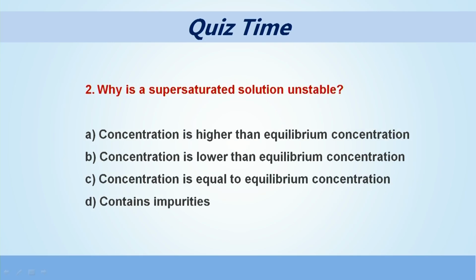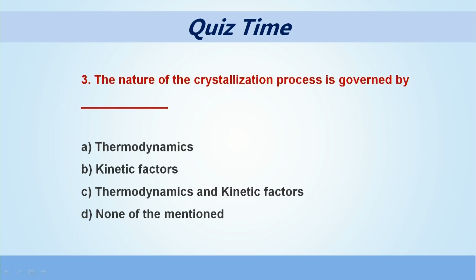Question number 2, why is a supersaturated solution unstable? Option A, concentration is higher than equilibrium concentration. Option B, concentration is lower than equilibrium concentration. Option C, concentration is equal to equilibrium concentration, and option D, contains impurities. Question number 3, the nature of the crystallization process is governed by: thermodynamics, kinetic factors, thermodynamic and kinetic factors, or none of the mentioned.